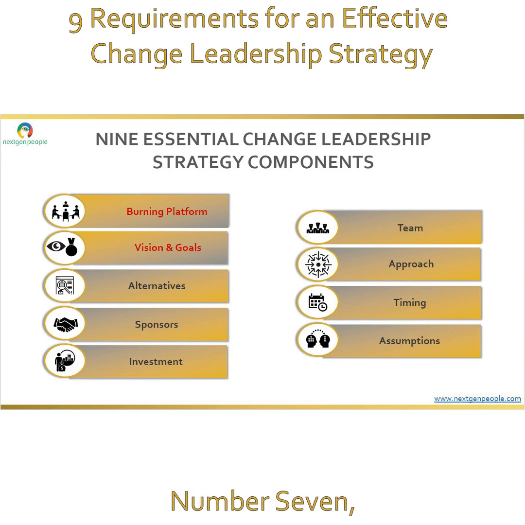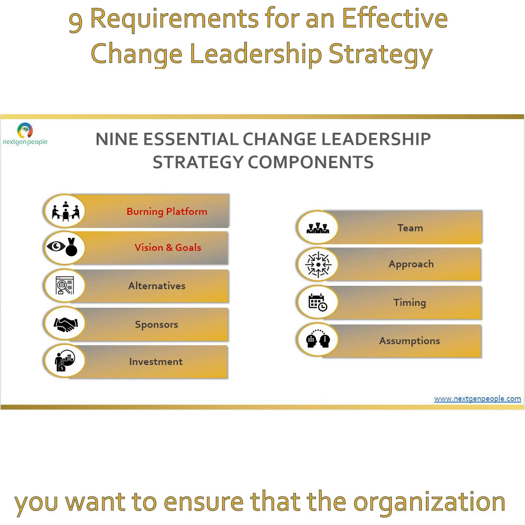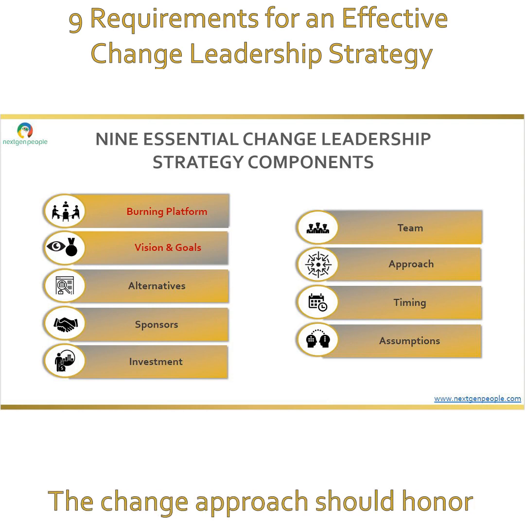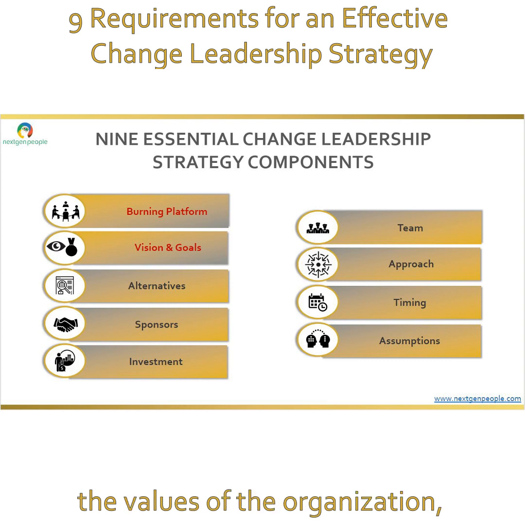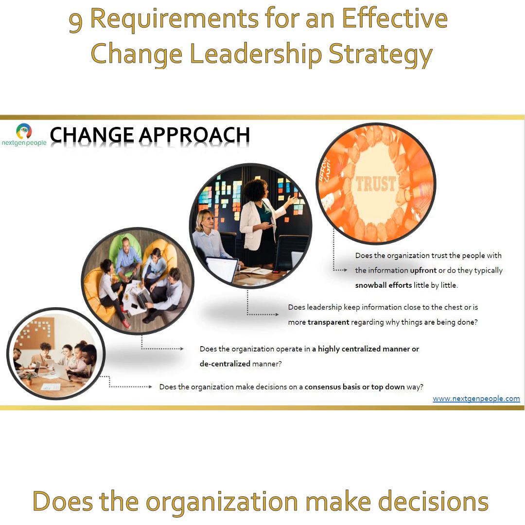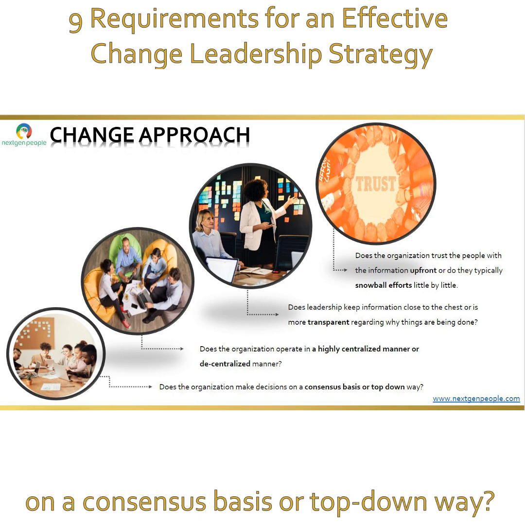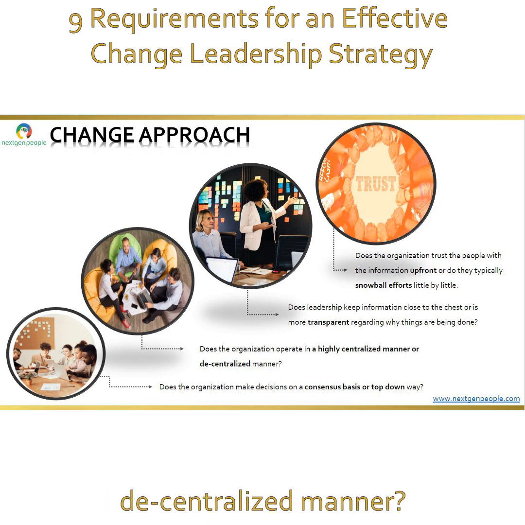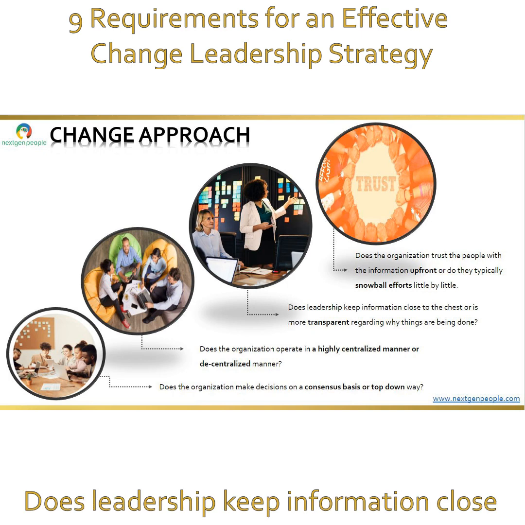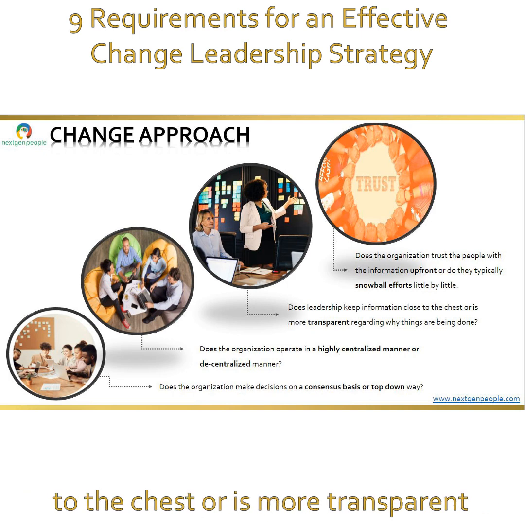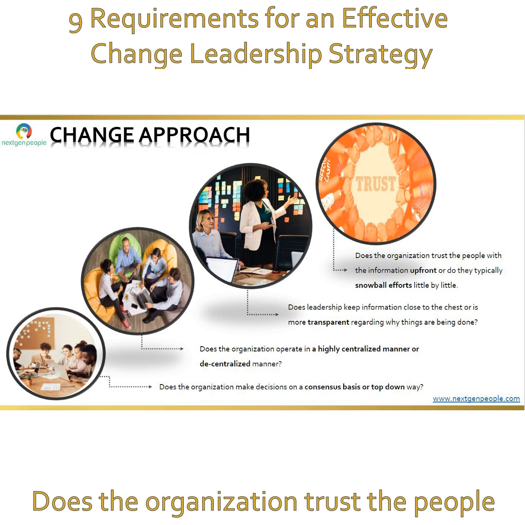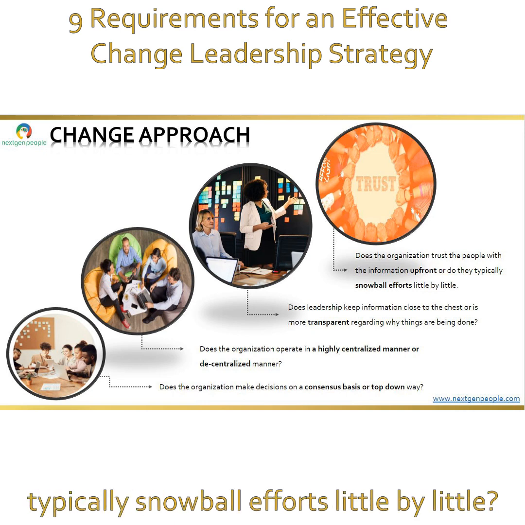Number 7 in change leadership strategy is you want to ensure that your organization chooses the change approach that is right for your organization. The change approach should honor the values of your organization, not go against them. Does the organization make decisions on a consensus basis or top-down basis? Does the organization operate in a highly centralized or decentralized manner? Does leadership keep information close to the chest, or is it more transparent regarding why things are done and what is being done? Does the organization trust the people with the information up front, or do they typically snowball efforts little by little?